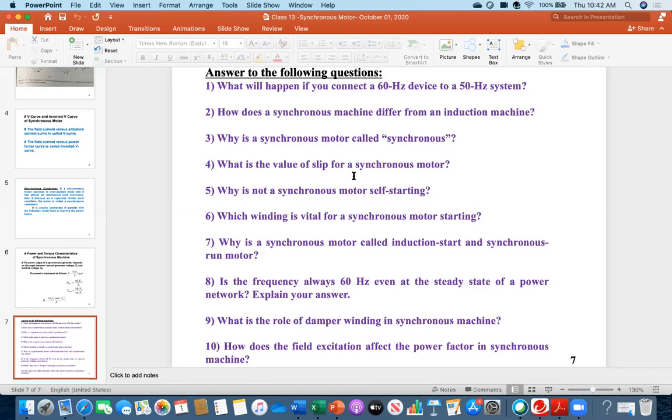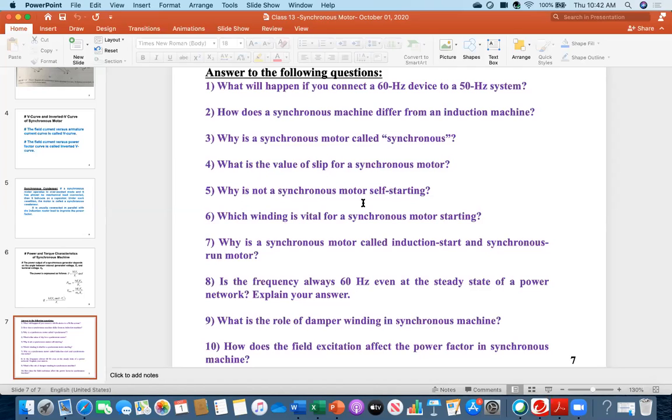Right, yes. And then question number 4, we already discussed. What is the value of slip for a synchronous motor? Slip is 0. There is no slip because there is no difference in speed. Both the synchronous speed and rotor speed are the same thing.